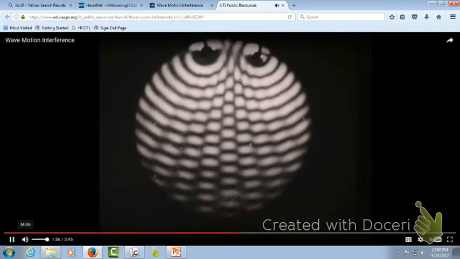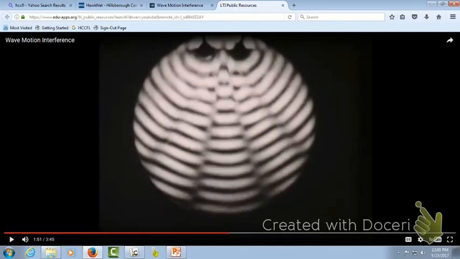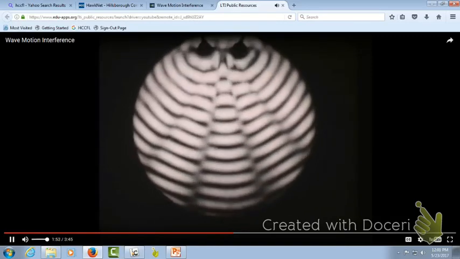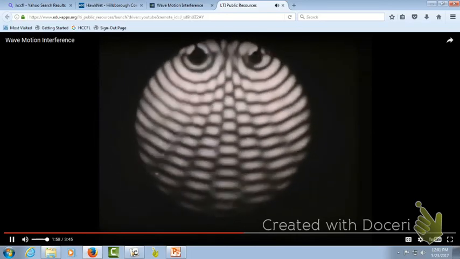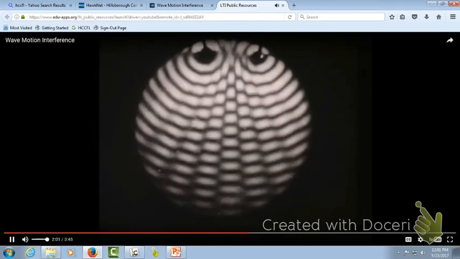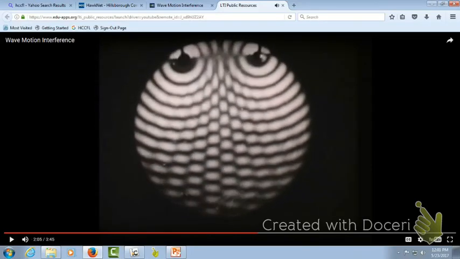So, let's go back just a little bit. What they've done here is they're bringing the 2 sources of energy closer together, and it's ironic, but the pattern spreads out. As the sources come closer together, the fringes are widely separated. I'm going to stop that there because he goes on and does some other stuff that I'm not so interested in at this point.